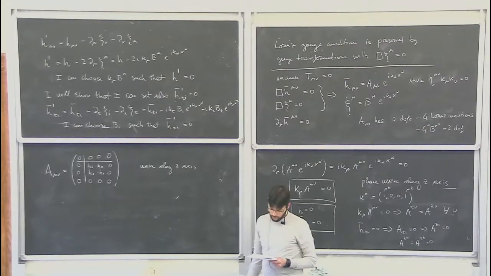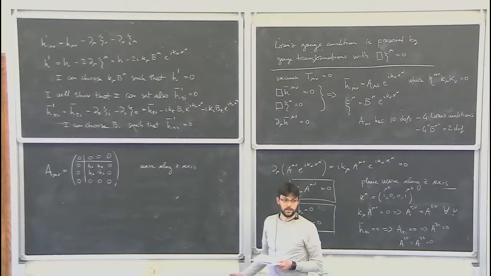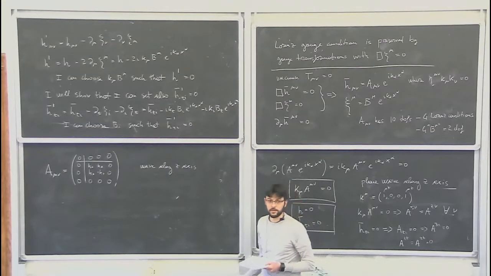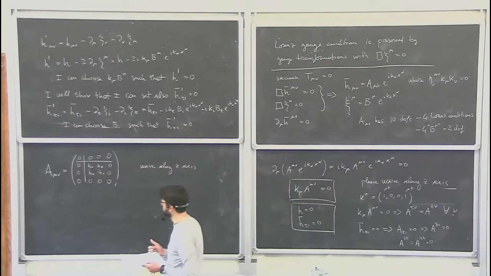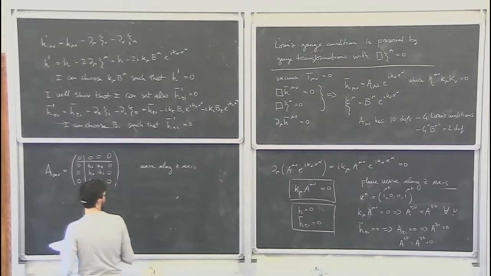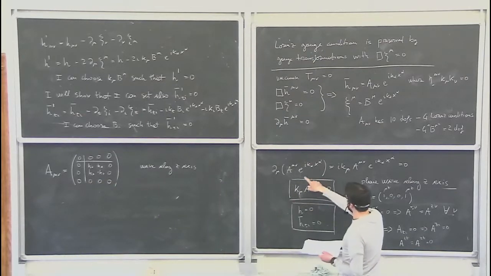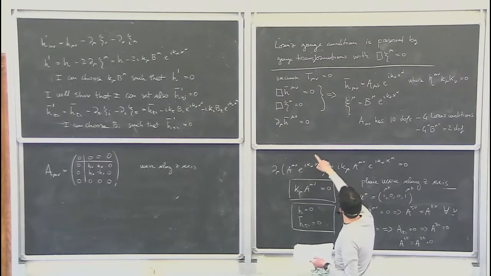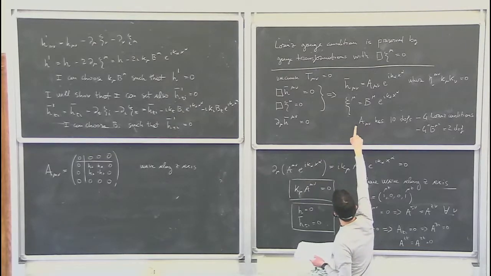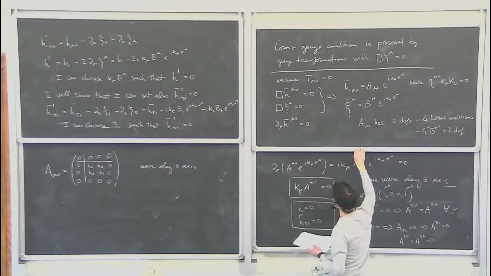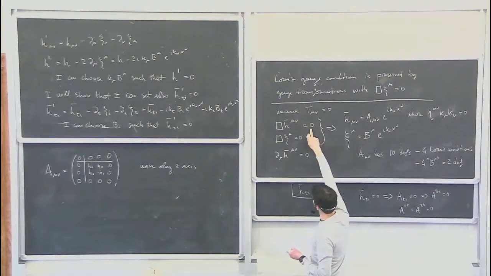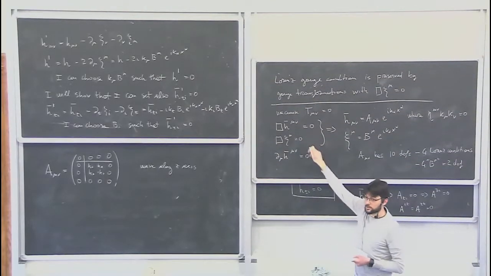So one comment that I would like to make is that to obtain this result, I've used gauge freedom on the one hand, but also the field equations. So in deriving this result, I use this plane wave solution for the gravitational wave, which comes from the Einstein equations. So this wave equation comes from the Einstein equations.